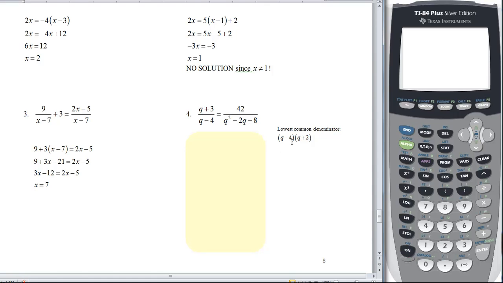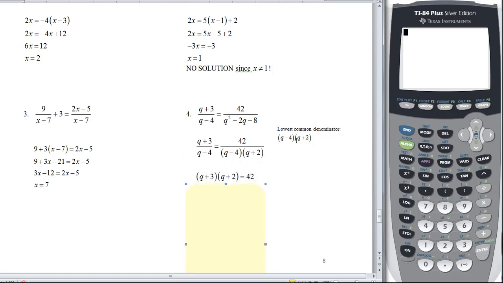Since I've already got q minus 4 here, it's contained in this particular denominator. So now this is what I need to multiply both sides by. If you need to, just write it on both sides, just sort of up in the upper part, and cancel and see what you've got left over. So you see, I factored first, checking my denominators, then q minus 4, q plus 2 is my lowest common.